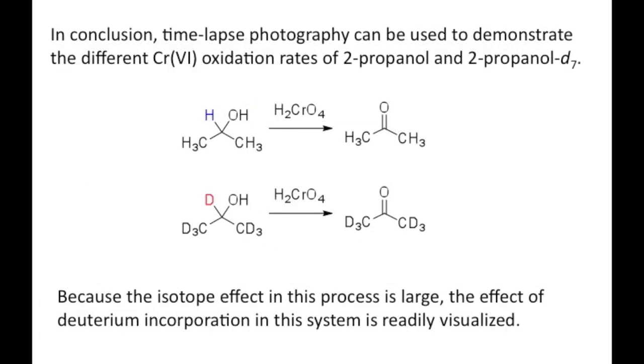In conclusion, time-lapse photography can be used to demonstrate the different chromium-6 oxidation rates of 2-propanol and 2-propanol-D7. Because the isotope effect in this process is large, the effect of deuterium incorporation in this system is readily visualized.